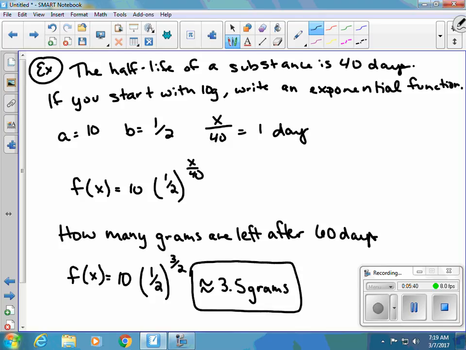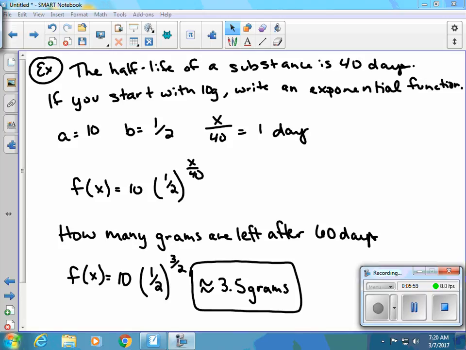Even though it has that special term of half-life, that just tells us that the B value is 1 over 2. And we just need to figure out the X in terms of our half-life. So this is where we did the X divided by 40. That can change depending on whatever it is you're working with.